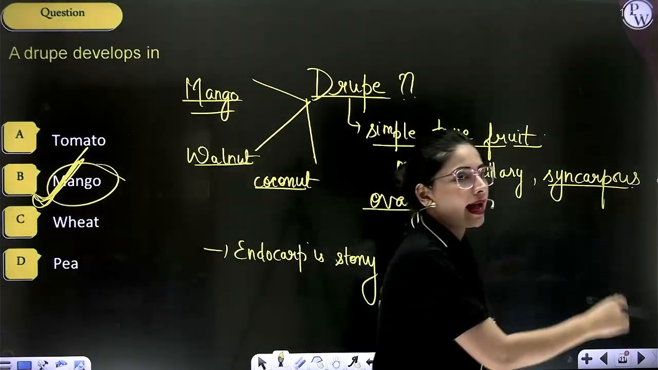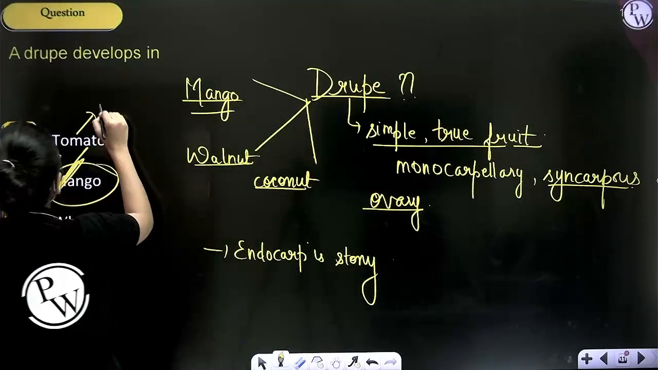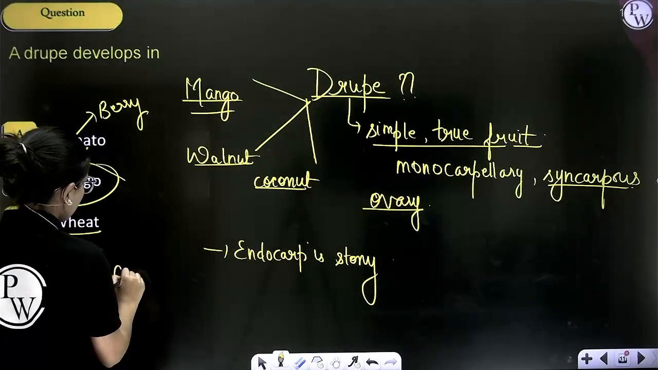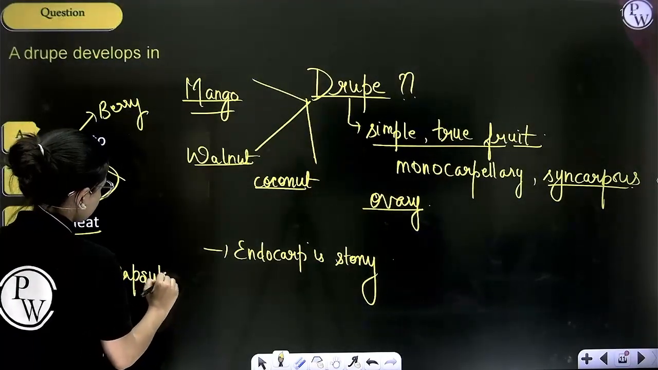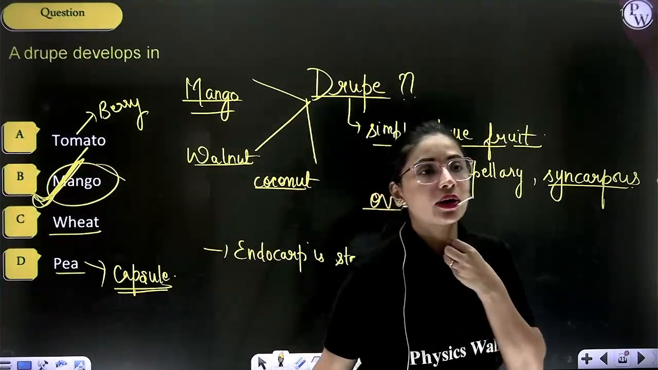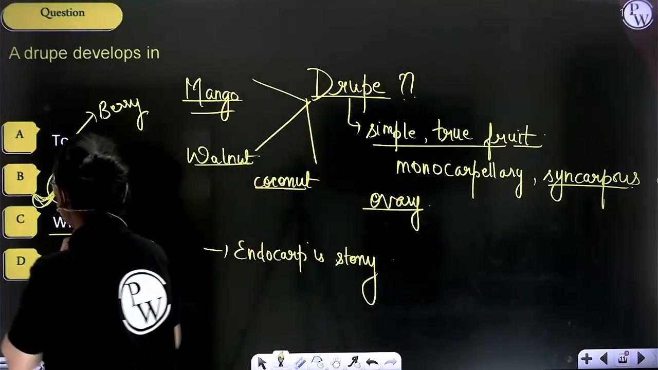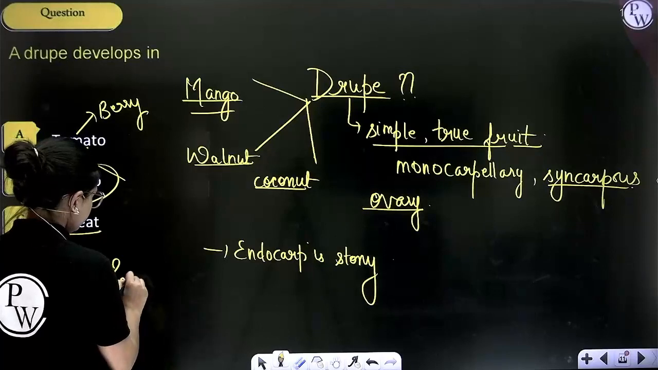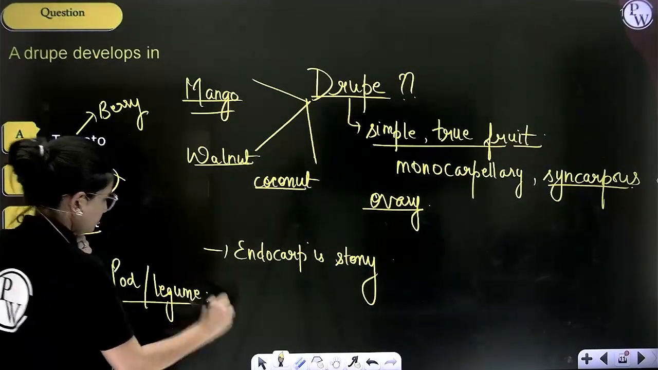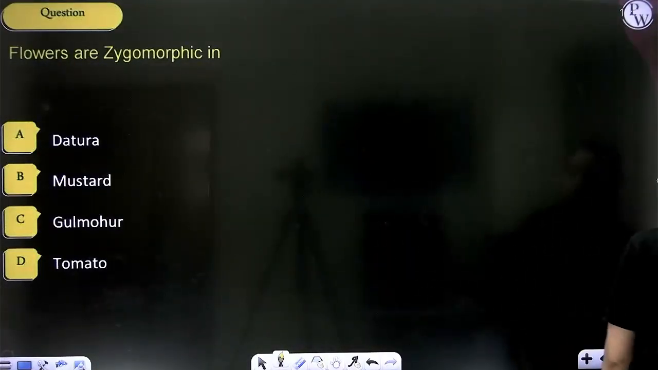Just check it out and see if you're having any confusion or any doubts. Tomato is basically a berry. Pea is basically a capsule. Right? Yes or no? Right? Okay, now proceeding further, or sorry, not capsule, you can say it is a pod, or basically you can say it's a legume. Okay, chalo. Now let's proceed further with the next question.